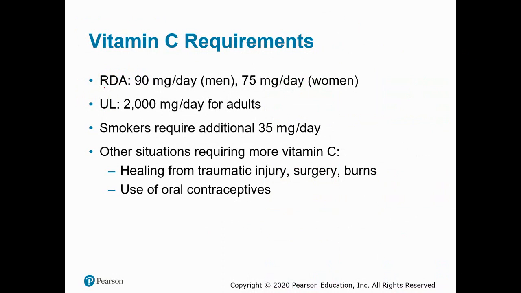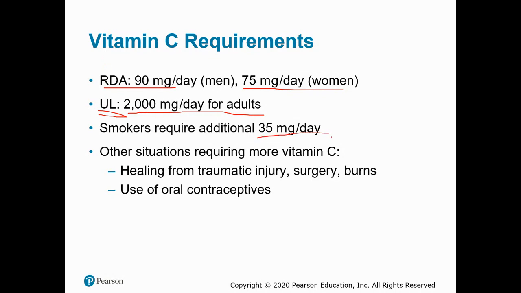Vitamin C requirements. So the recommended dietary allowance is 90 milligrams a day for males, 75 milligrams a day for females. There is a suggested upper limit for vitamin C, although there's less issue with overconsumption of vitamin C because it is water soluble, so we will just excrete it or eliminate it. But an upper limit has been established, and that's 2,000 milligrams a day for adults.